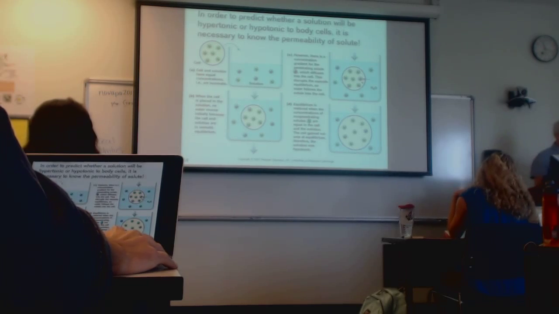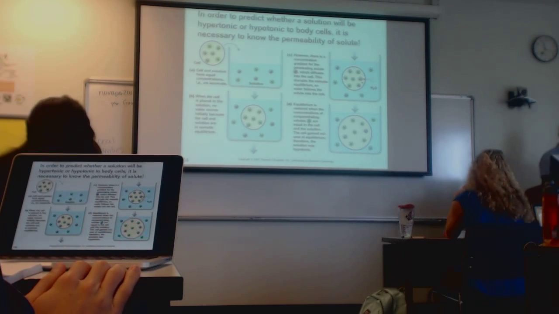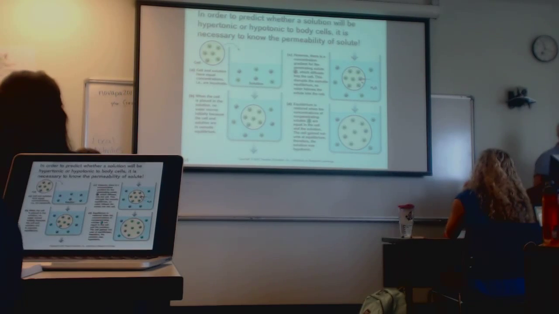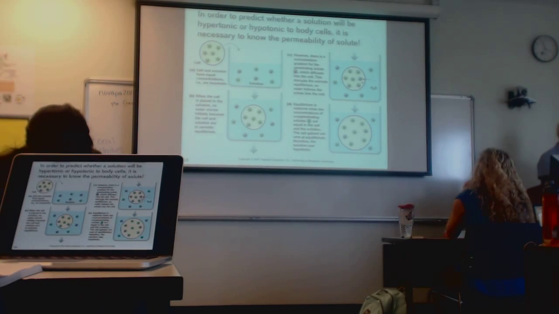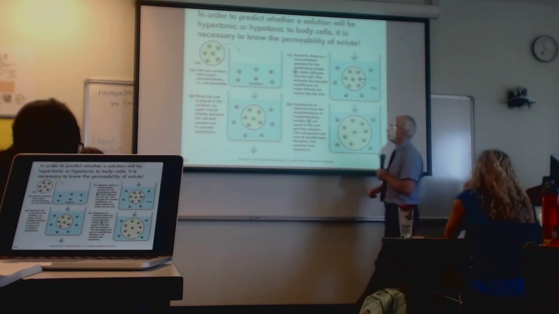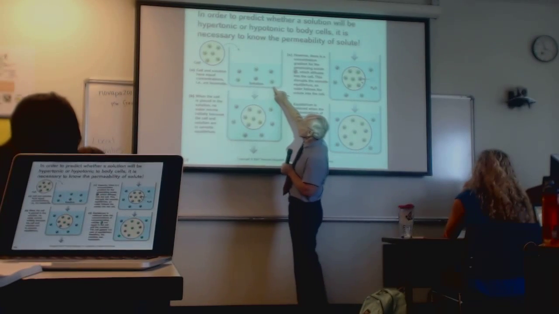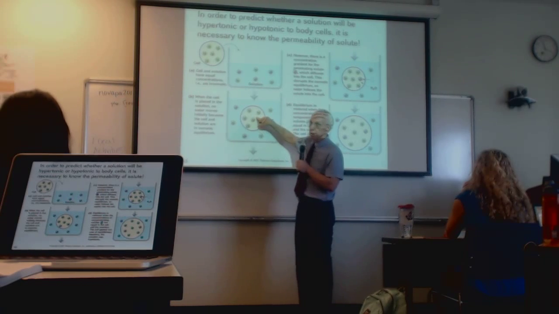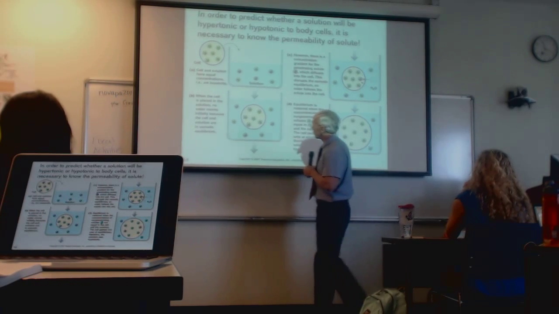So what we have here is a cell with 6 particles in it. Here's our cell with 6 particles. And I'm going to put that cell into a solution, a beaker here, that also has 6 particles. So the number of particles in the cell is equal to the number of particles in the solution. All right? So here we go. The 6-particle cell is now in the 6-particle solution.